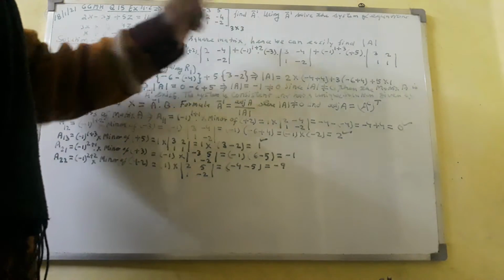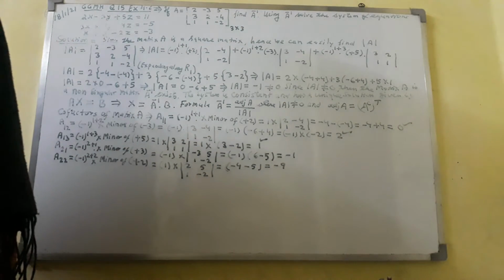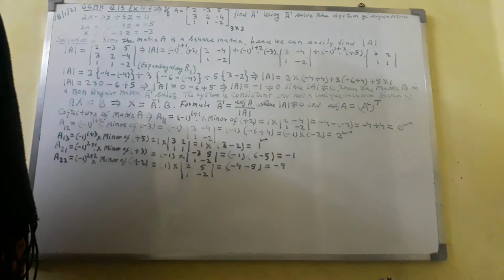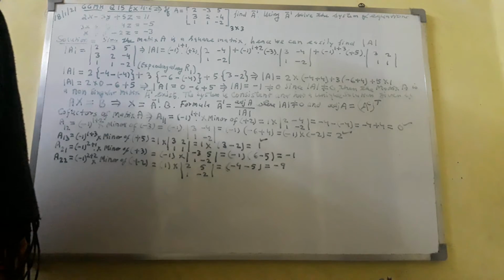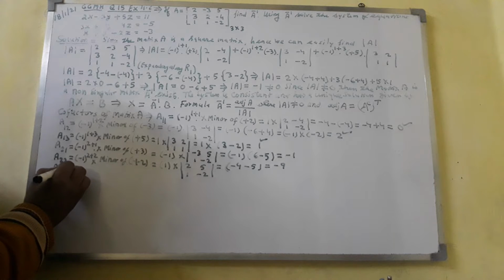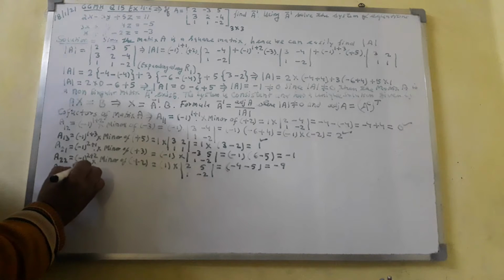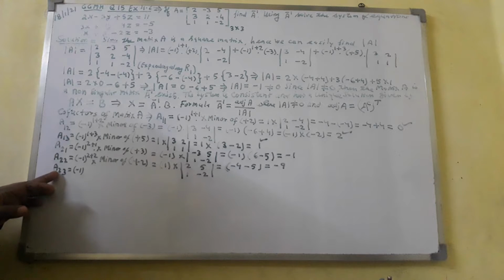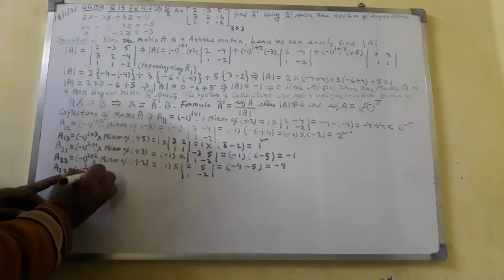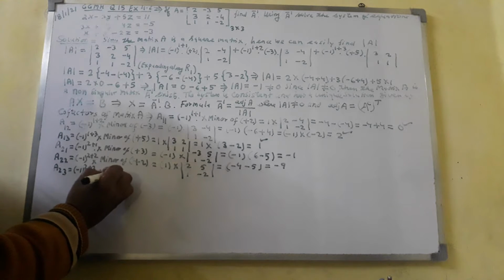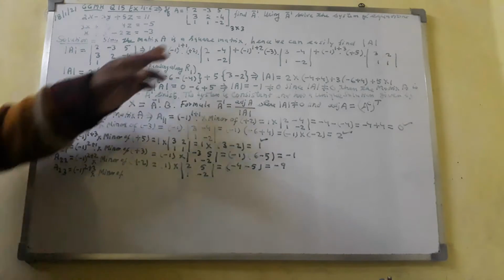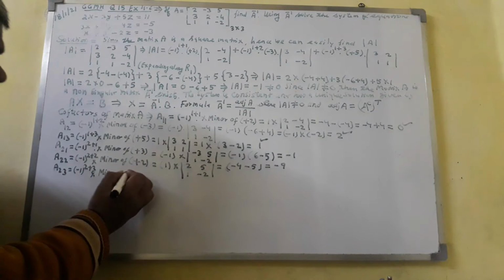Take this element -4. So -4 is there in second row, third column. So here write second row, third column. So -1 raised to power. These two will be reflected here 2, and these 3 will be reflected here 3, into minor of elements -4. So here write -4.